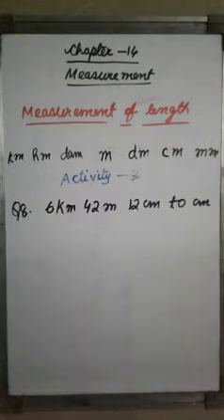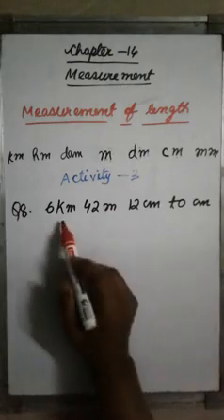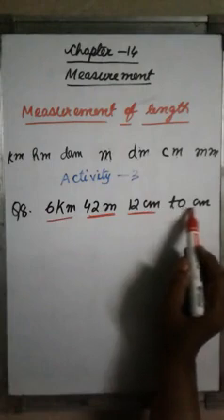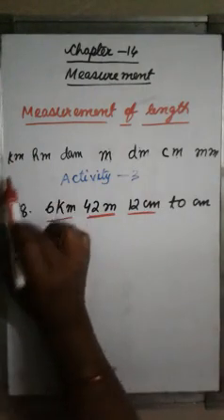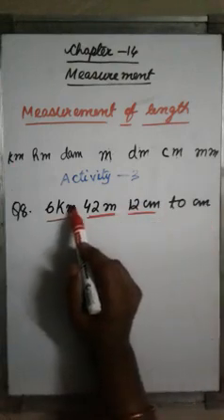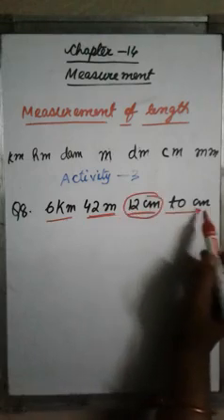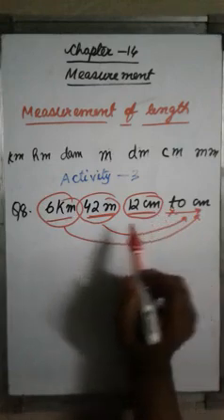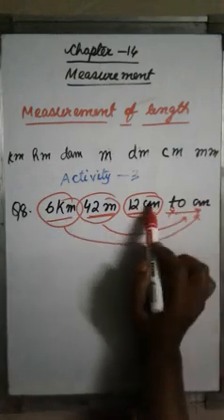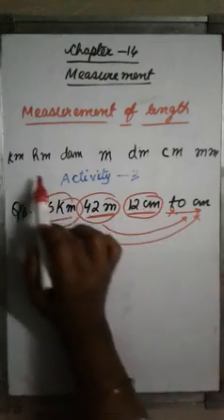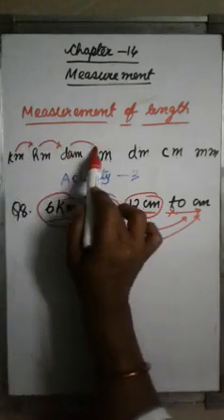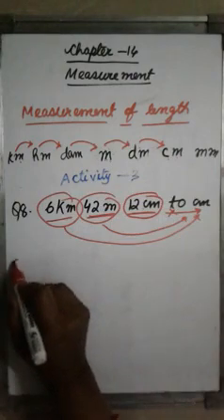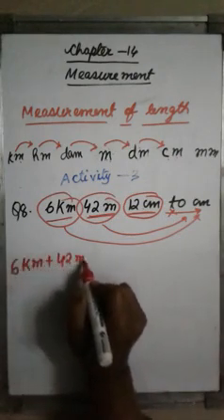In the next example, I am going to show you one more so that it is easier for you. I have to convert 6 kilometer 42 meter 12 centimeter to centimeter. So how many steps to centimeter from kilometer? The 12 centimeter is already centimeter, so no need to convert it. I have to convert kilometer to centimeter and meter to centimeter. 6 kilometer, from kilometer 1 step, 2 step, 3 step, 4 step and 5 step. From kilometer to centimeter, it is 5 steps. So 6 kilometer plus 42 meter plus 12 centimeter.